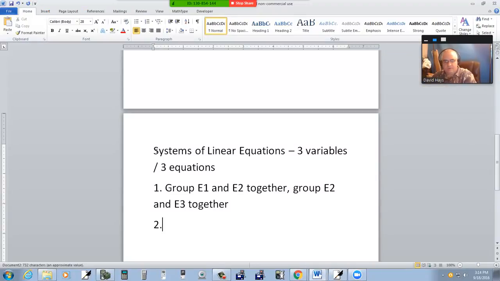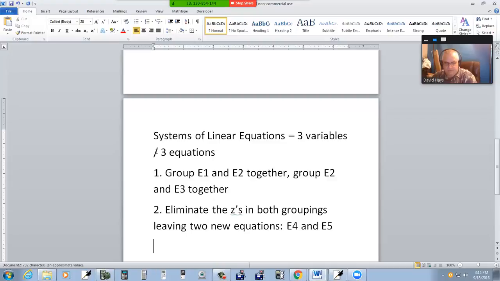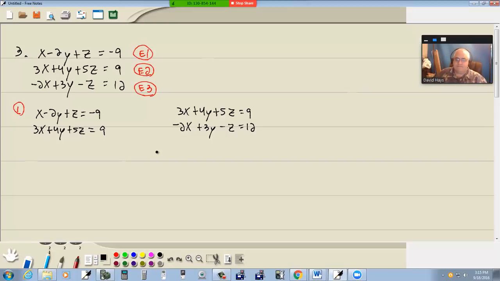Step 2. Eliminate the z's in both groupings, leaving 2 new equations, E4 and E5. So we're going to work at eliminating the z's. To figure out what to multiply it by, here's a positive 5z. If this was a negative 5z, then we could eliminate the z's. So we're going to multiply the first equation by -5.